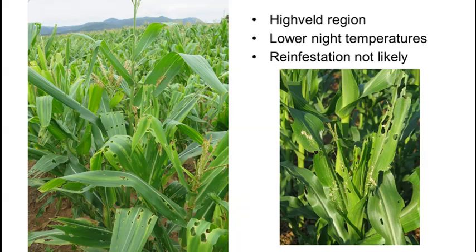You see on this slide, important: if you farm in the Highveld region, important things to take into account are low night temperatures and their effect on pest development. With the temperatures we're experiencing now in February and March, reinfestation of your crop in this particular region is highly unlikely.